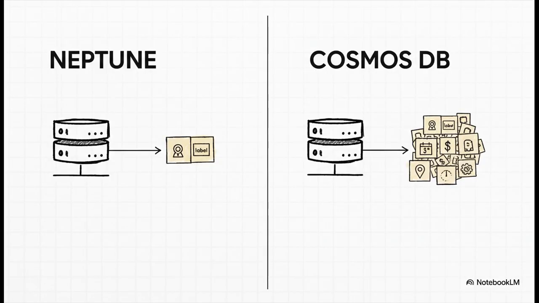And here's where that principle becomes a practical difference. By default, when you ask Neptune for a node in the graph, it gives you back just its ID and its label. It follows that modern best practice. Cosmos DB, on the other hand, might return the ID, the label, and every single property attached to it. Now that might sound like a tiny detail, but when you're pulling back thousands of results, that extra data can have a very real, very negative impact on your application's performance.